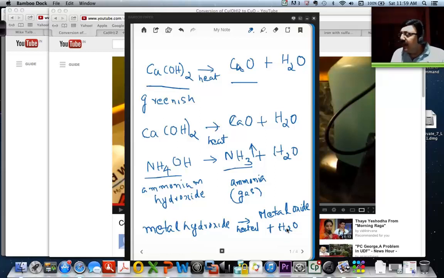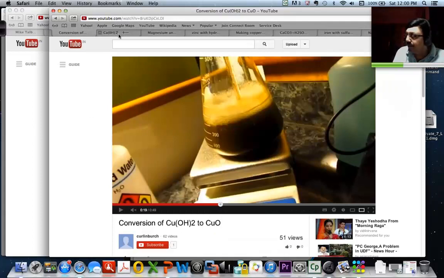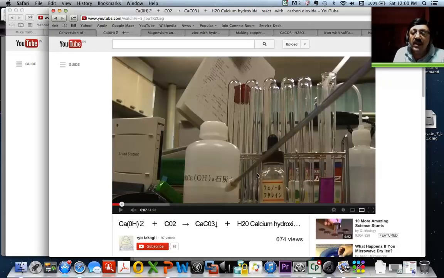Now let us actually look at a few other examples. What happens when the metal hydroxides react with carbon dioxide? That's the other example which I wanted to show you. Look at this particular example where you have calcium hydroxide, and what he's going to do is take a calcium hydroxide solution and start blowing into it. Why blowing? Because when you're exhaling, that air will have a lot of carbon dioxide in it. So as you blow, more and more carbon dioxide starts reacting with calcium hydroxide, creating the corresponding carbonate and water. Right? So that's what's going to happen.